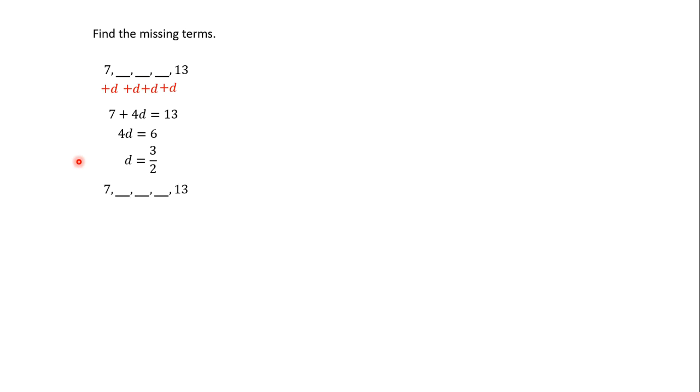And so if we fill in our blanks, 7 plus 3 halves, or plus 1 1/2, is 8 1/2. Plus 1 1/2 is 10. Plus 1 1/2 is 11.5. Plus 1.5 gets us back to 13. And so that's a way that works for any of these find-the-missing-term questions. Another type of question is find the nth term. So we could have, we know a couple terms, find the nth one, find the 11th in this case.